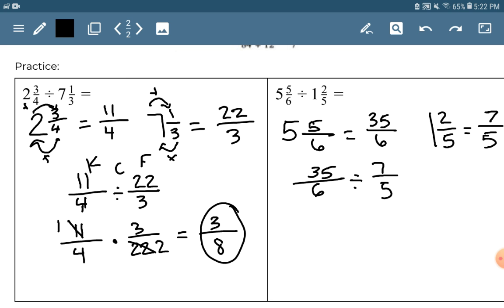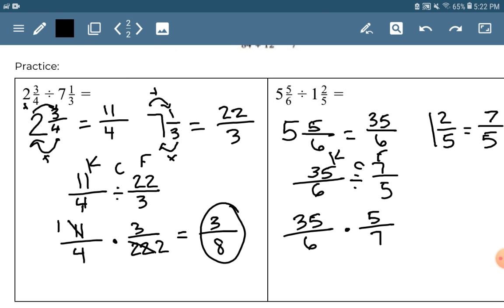I have made them improper. I have rewritten my problem. Now I'm going to multiply by the reciprocal, or another way to say it is to keep, change, and flip. I'm going to keep 35 over 6 the same, change division to multiplication, and flip my second fraction. I will now check to see if I can cross-cancel. One set is 6 and 5. They do not share any common factors, so I cannot cross-cancel there.